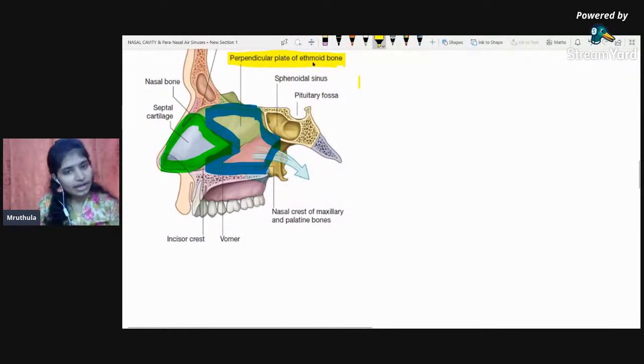Ethmoid bone has many parts. We'll discuss that in a couple of minutes. So just know that the perpendicular plate of the ethmoid bone is forming the top or the superior portion of the bony part of the median nasal septum. Now the other bone on the inferior aspect is the vomer. Vomer is the other bone which is forming the bony part. Okay, so that's about the median nasal septum.